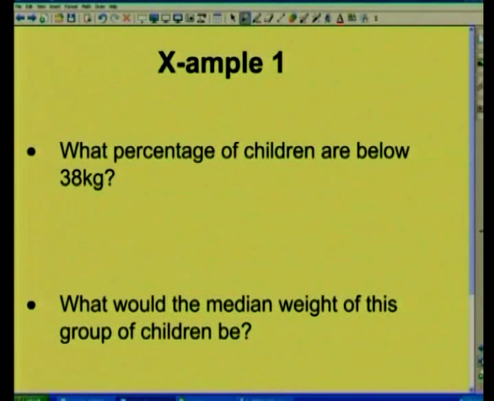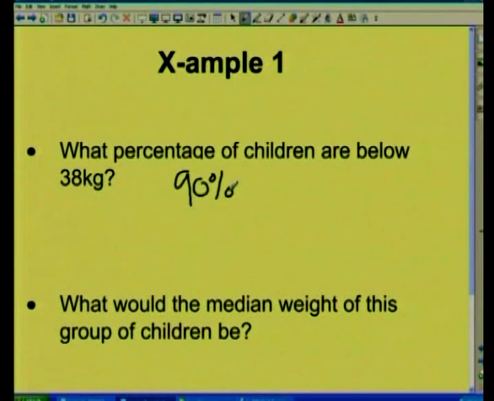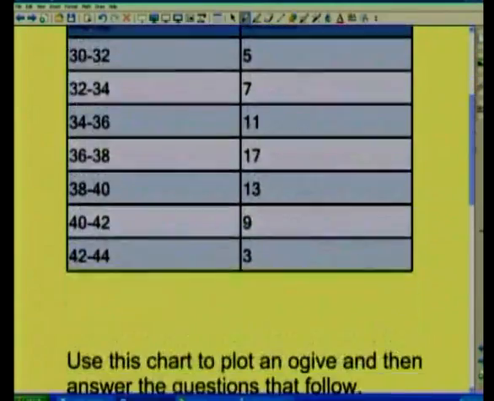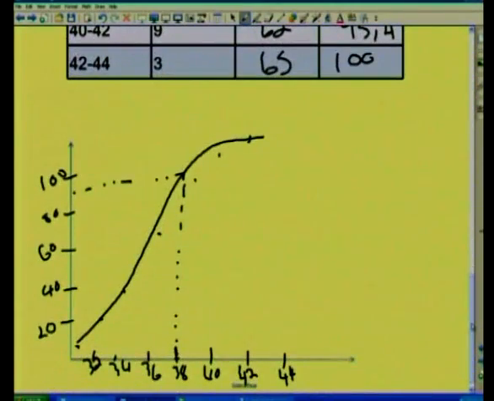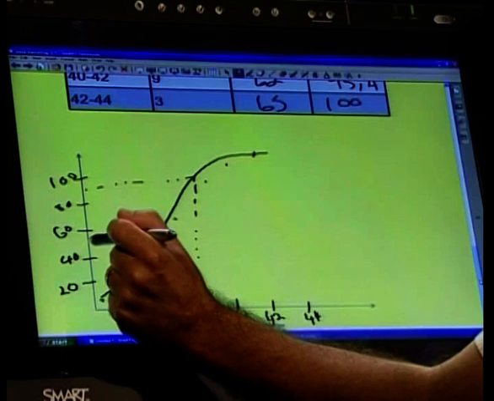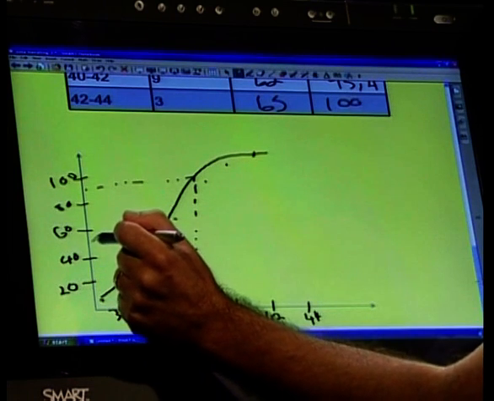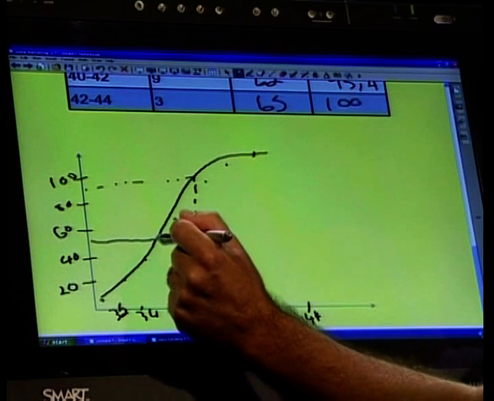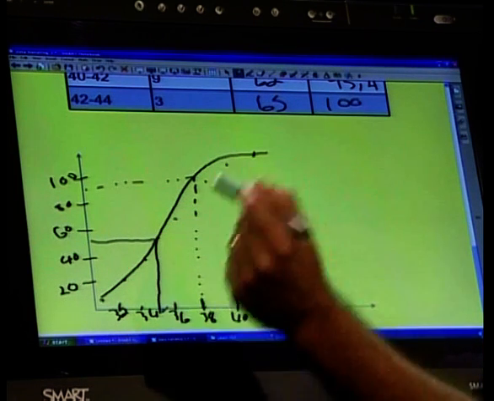Reading off my chart simply, to answer that question, I'm going to say 90% of the children fell below 38 kilograms. Another question that I might be interested in, and they love asking this one, is what would the median weight of this group of children be? Well, I've got to know what median means again, and that means that it is 50%. So on my chart, I'm going to find 50% on the y-axis. I'm going to draw a line across and see which weight that will give me on my x-axis.